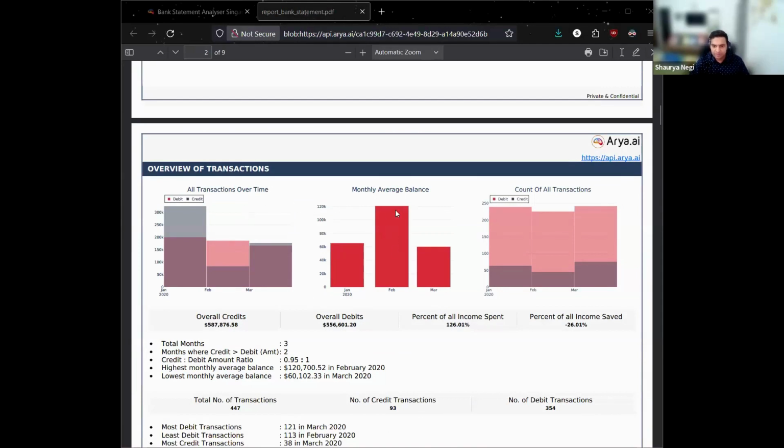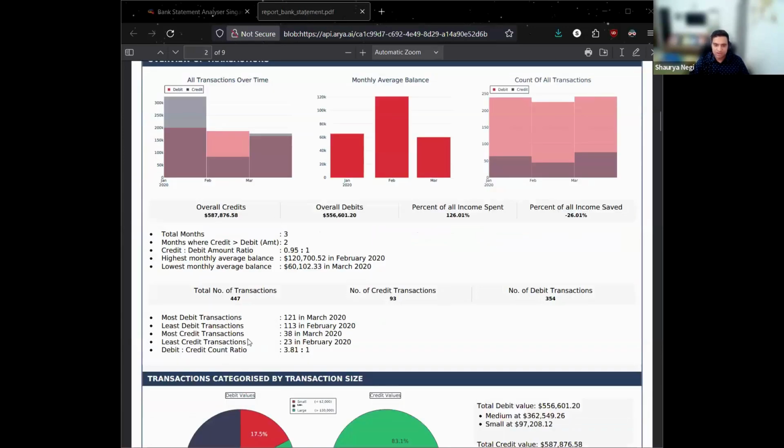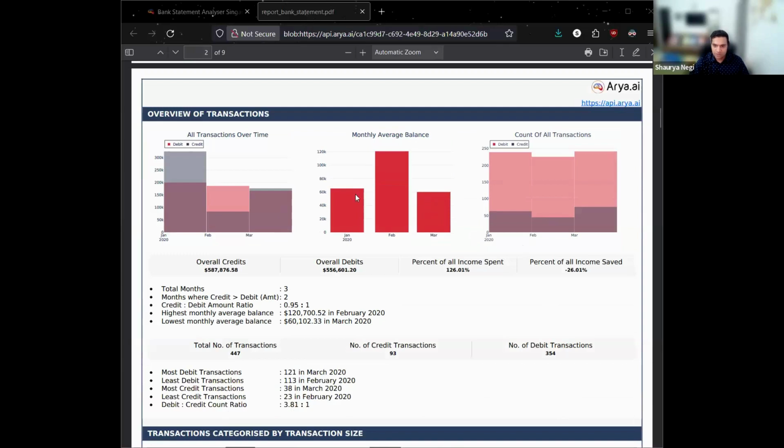Again, the balance of Feb is approximately double that of Jan and March. Count of all transactions, all the key important metrics. Highest monthly average balance was 120,000 Singaporean dollars in February 2020. Lowest monthly was in March. March is lower than January, right?